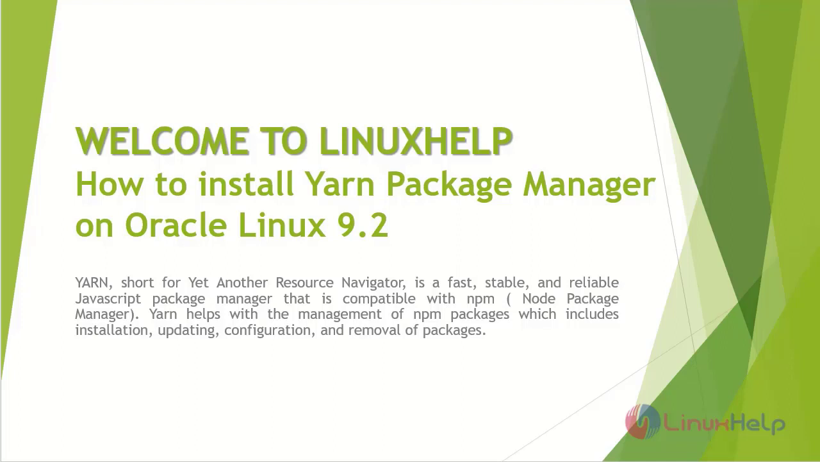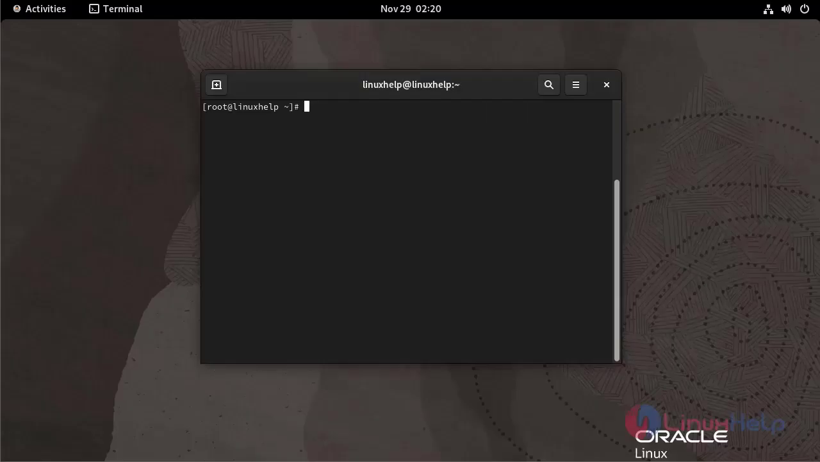Today we are going to see how to install Yarn package manager on Oracle Linux 9.2. Yarn, which stands for Yet Another Resource Navigator, is a fast, stable and reliable JavaScript package manager that is compatible with npm, node package manager. Yarn helps with the management of npm packages, which includes installation, upgrading, configuration and removal of packages. First, I am going to check the OS version by using the following command.